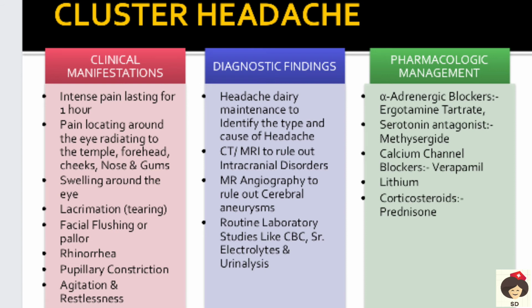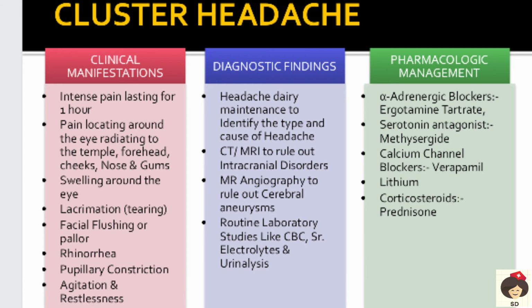In these areas the pain will radiate, and the patient will have swelling around the eye because of the radiation of pain, and also there will be increased secretions coming from all the structures. So there will be swelling around the eye, and lacrimation, that is tearing, so the patient will feel like he is crying, with watering from the eyes. And facial flushing or pallor: there will be redness in the face, or it will change into pallor. This is again because fluid will extravasate from the blood vessels.